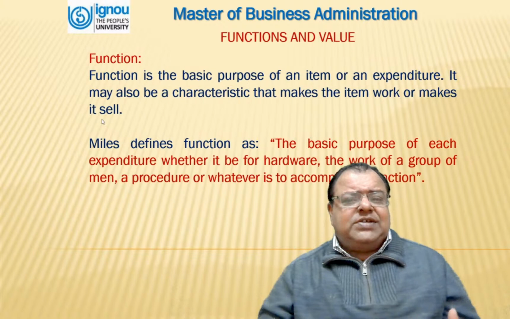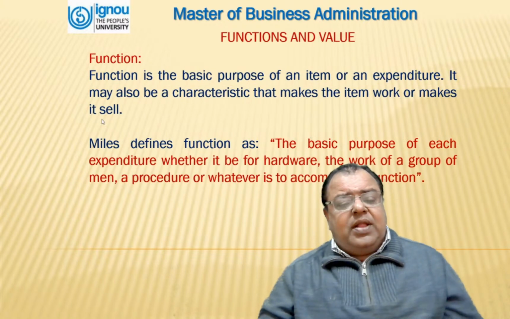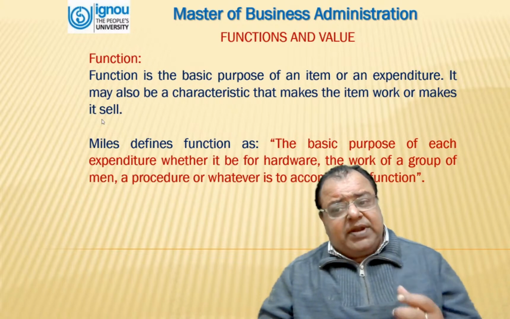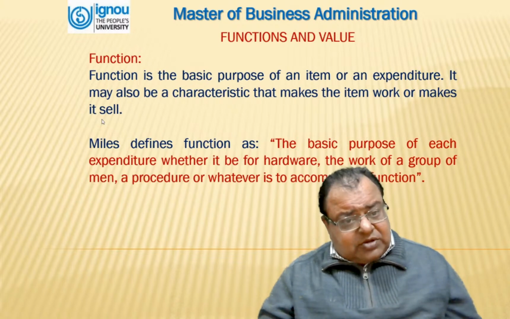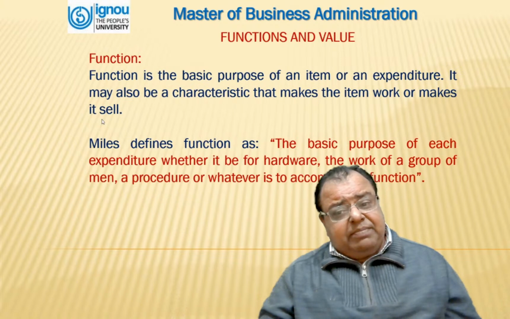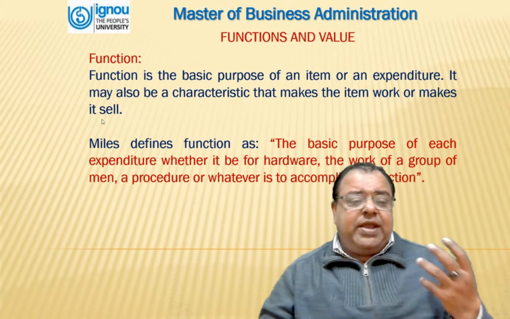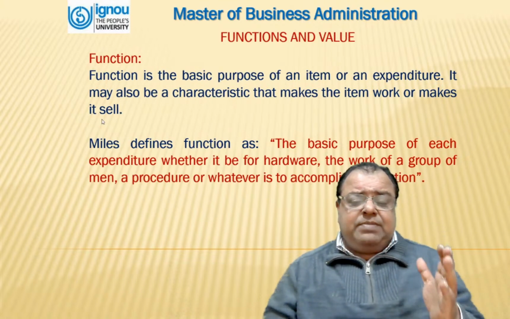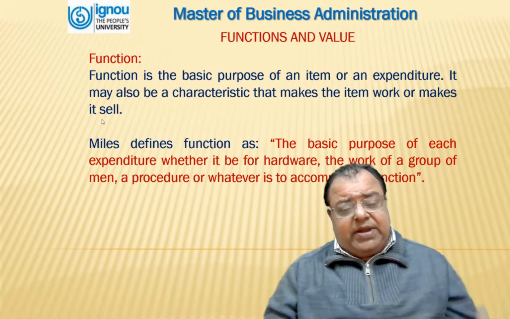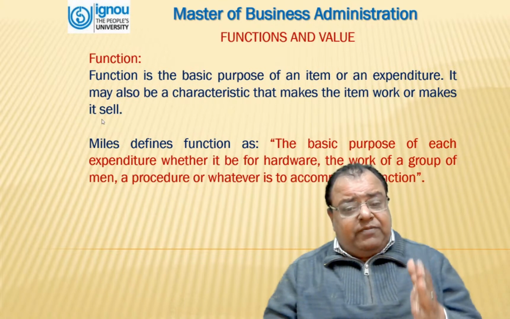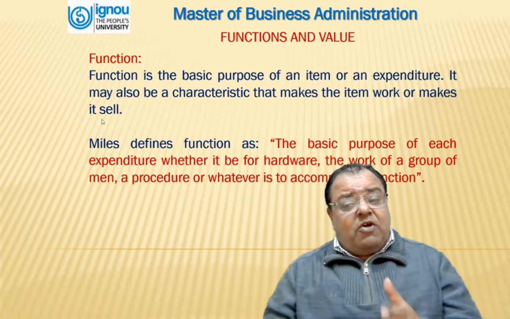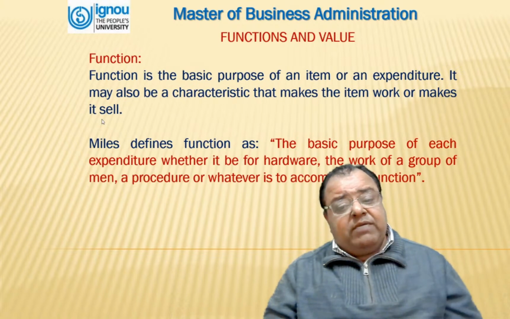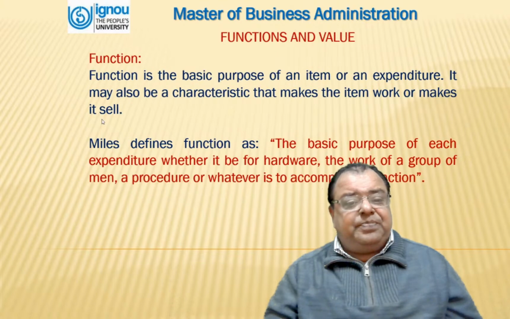What are functions and value? Function is the basic purpose of an item or an expenditure. It may also be a characteristic that makes the item work or makes it sell. Miles defined function as the basic purpose of each expenditure, whether it be for hardware, the work of a group or man, a procedure, or whatever is to accomplish a function.